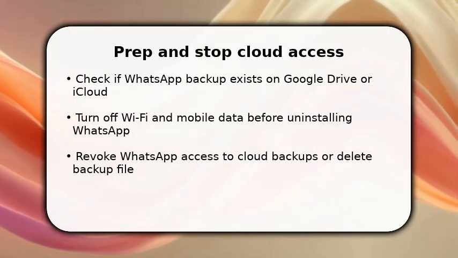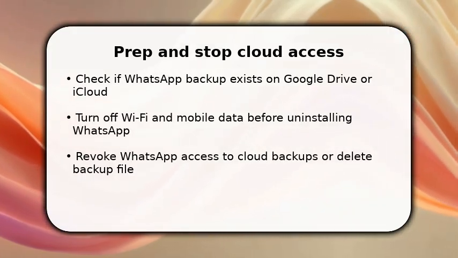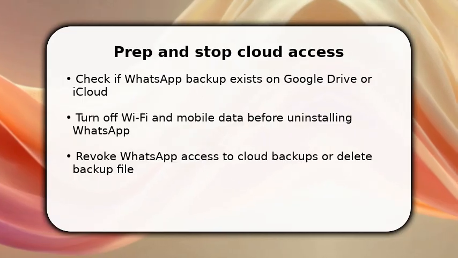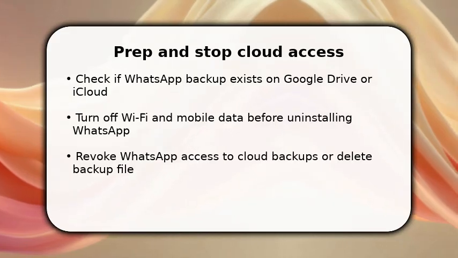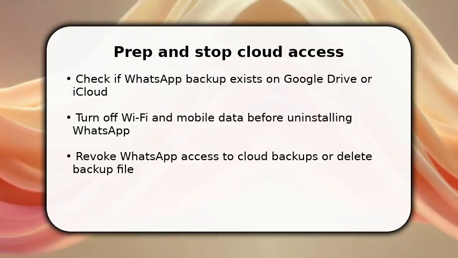Then uninstall WhatsApp. This prevents any immediate background restore. Make sure you know which account held the backup so you can remove it fully. This is the essential first actionable step to stop restoring.